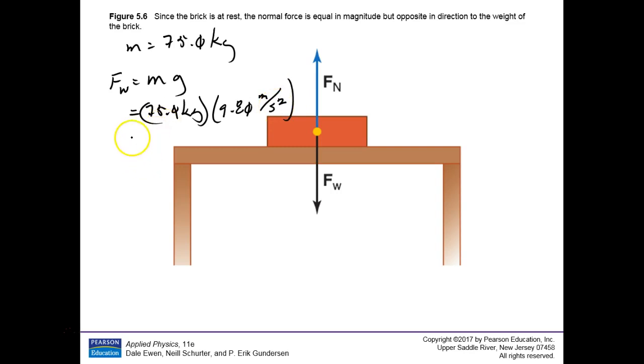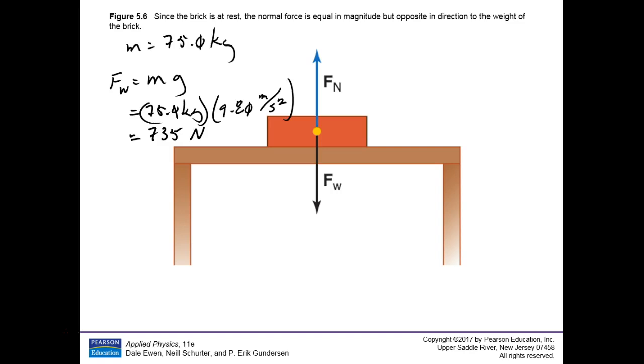So if you got a calculator, punch that in for me. It's going to be something less than 750. What's it going to be? A little louder? 735, is that on the nose pretty much? And what units? Newtons. Kilogram meter per second squared, which is a newton.